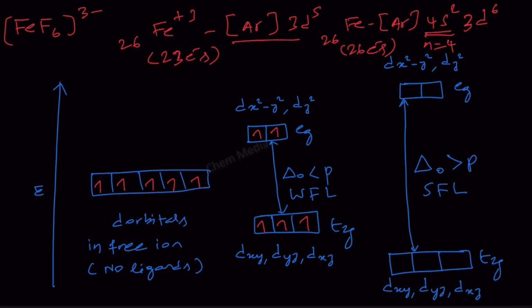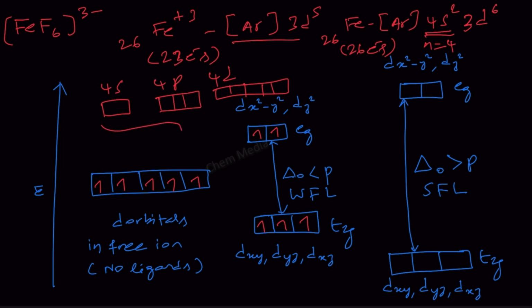So therefore, the metal ion has to use the outer shell orbitals for hybridization. So therefore, the hybridization is 4s, 4p, and then 4d. These are the orbitals that will be used for hybridization. 2 orbitals from 4d will be used. So this means the hybridization in this case is sp3d2. So even though the complex is paramagnetic, because we have 5 unpaired electrons, the hybridization is sp3d2. Therefore, we shouldn't count this complex. Let's go to the next one.